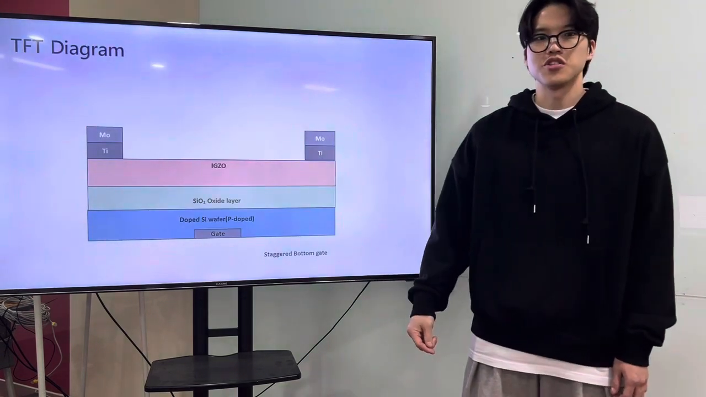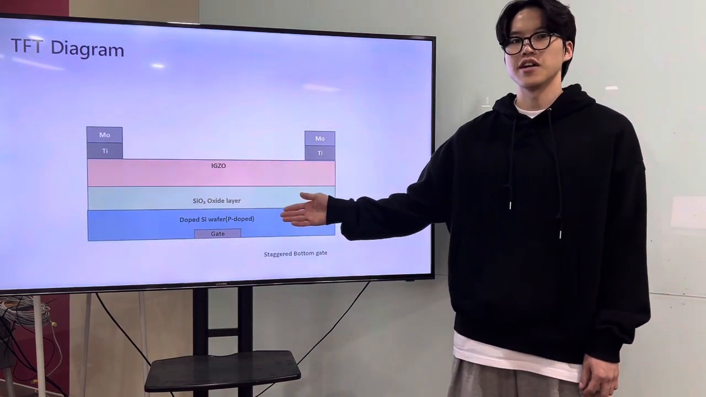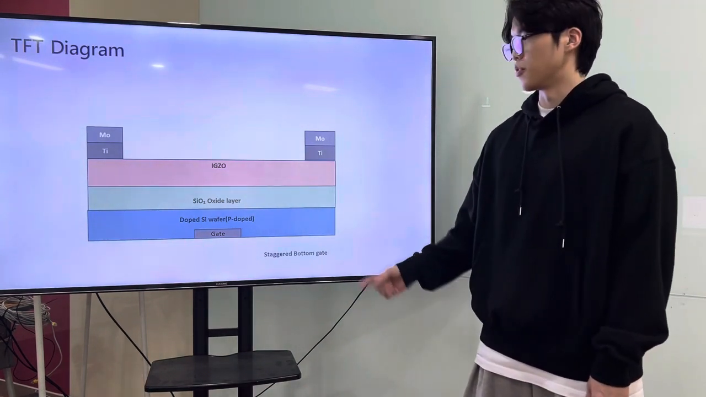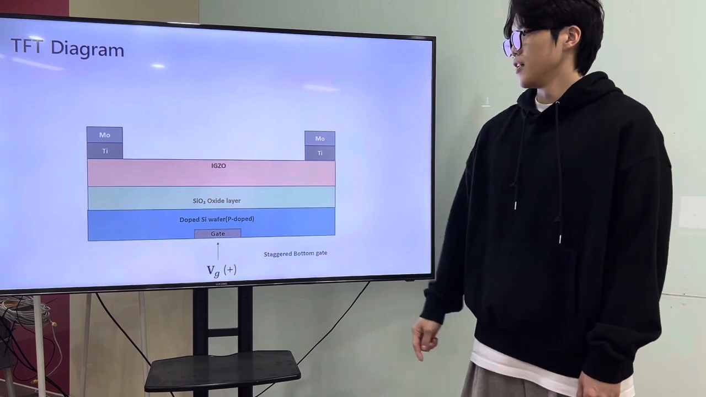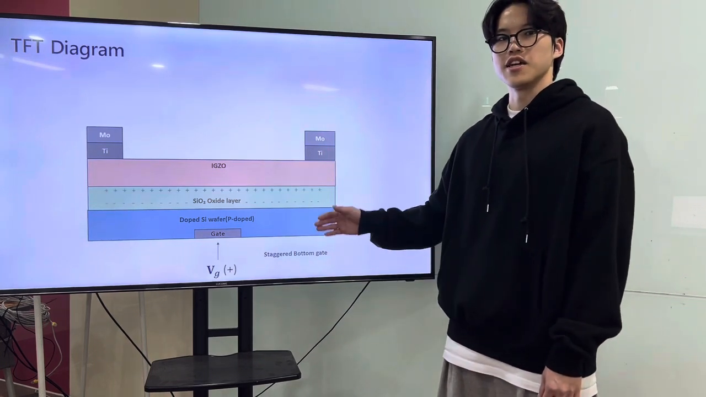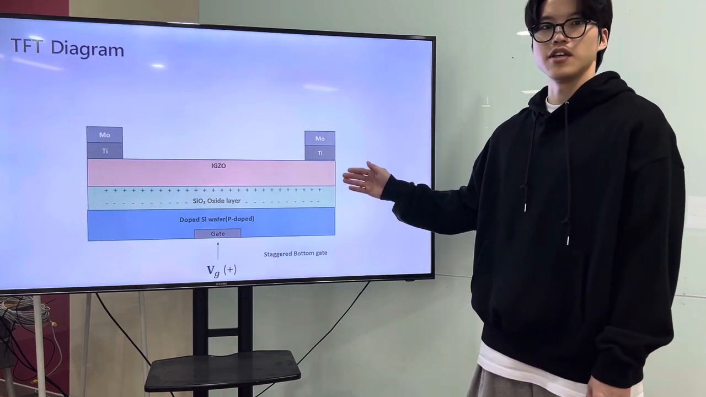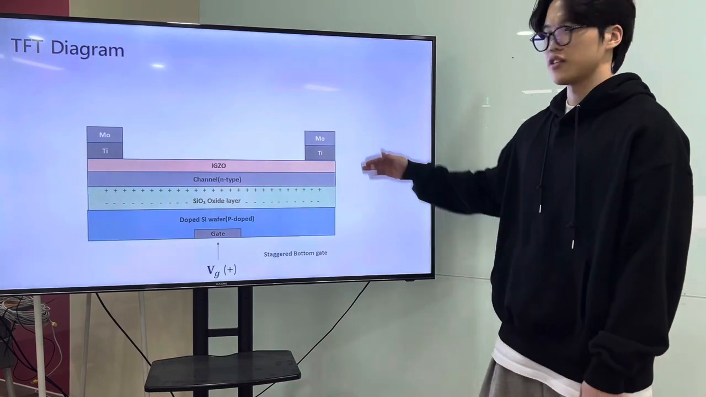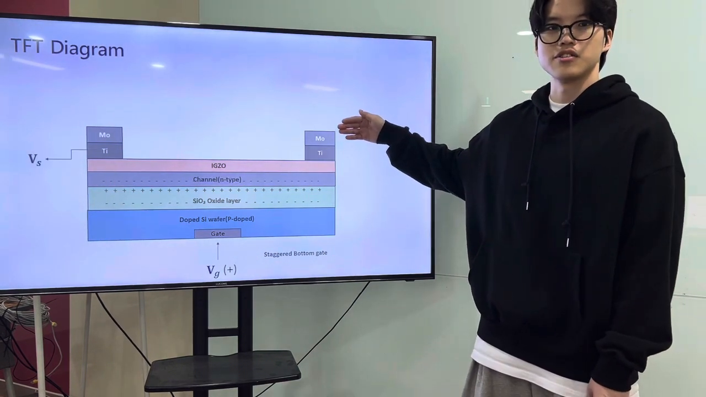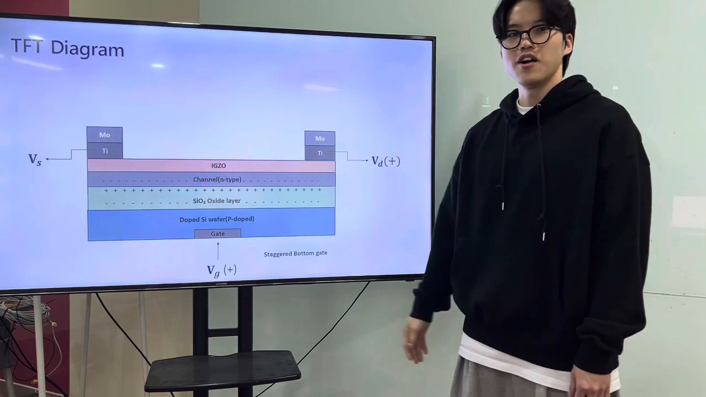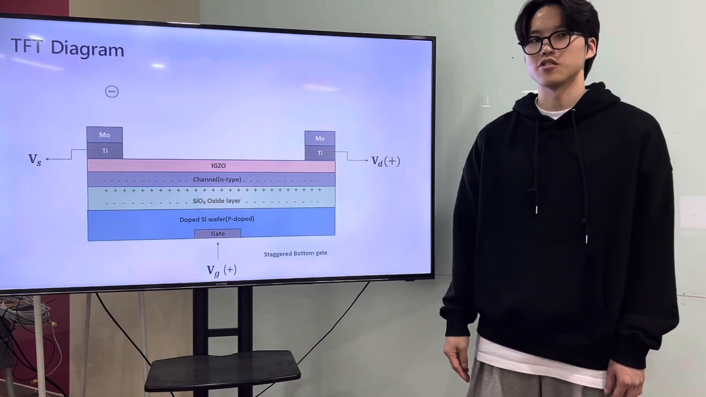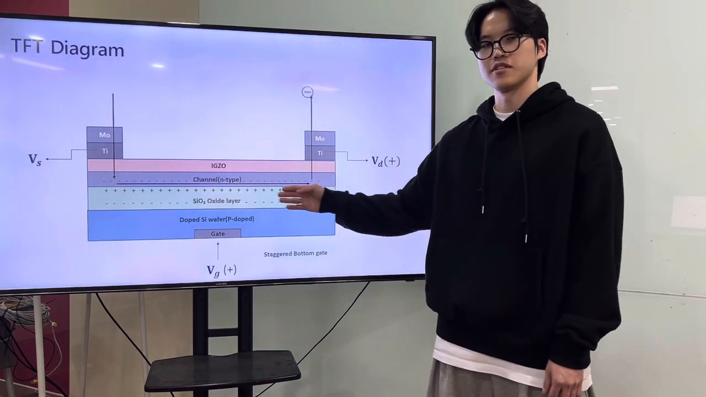On this page, we show our TFT's operation diagram simply. First, the gate voltage is injected. Then polarization occurs inside the silicon oxide and a channel is formed in the IGZO. Next, we inject the drain voltage. Now, electrons can move from the source electrode to the drain electrode because of the potential difference.